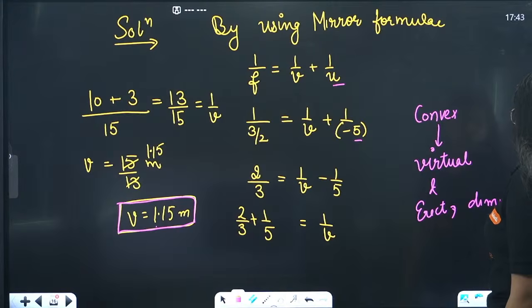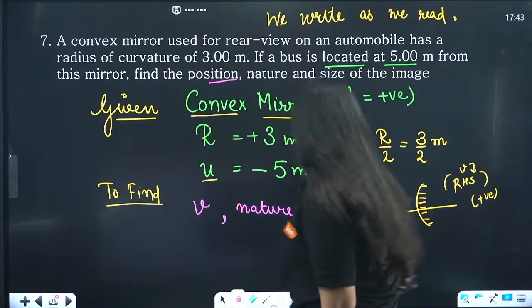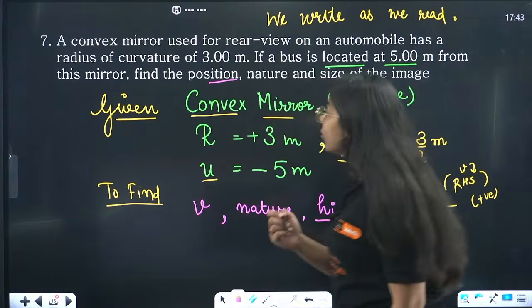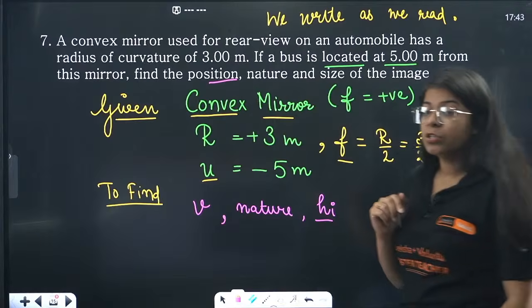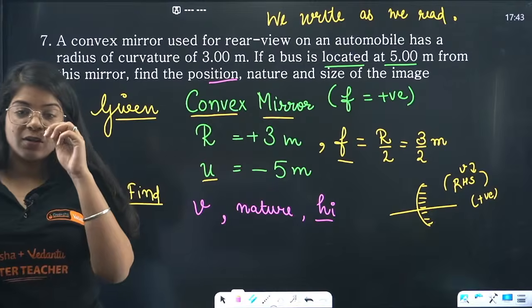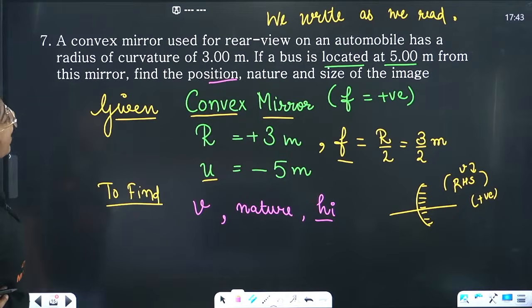It is also diminished. But what do we have to find? We have to find height of image. Now height of object, is it given? No, it's not given. So how will we do that? How will we find the height of image? How will we find the height of image, everyone?